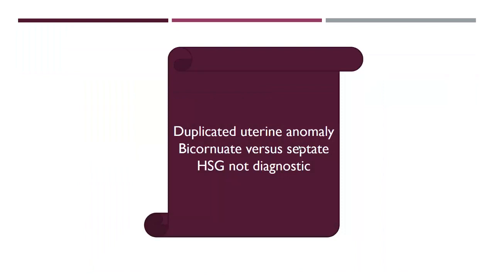Then we come to the abnormal contour due to a duplicated uterine anomaly. First, we have abnormal contour either due to extrinsic compression by a fibroid or ovarian mass, or we may find a duplicated uterine anomaly. A duplicated uterine anomaly is either bicornuate or septate, but please don't say which from the hysterosalpingography. Hysterosalpingography is not diagnostic in this case. We say that it is a duplicated uterine anomaly.